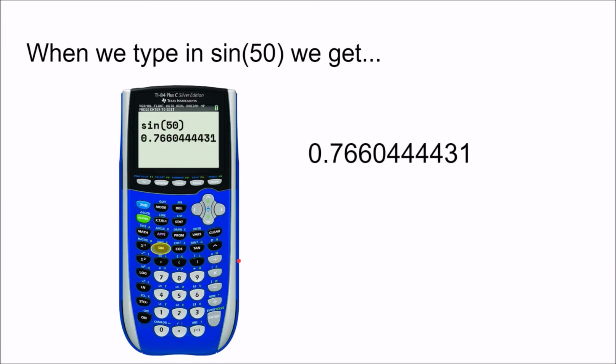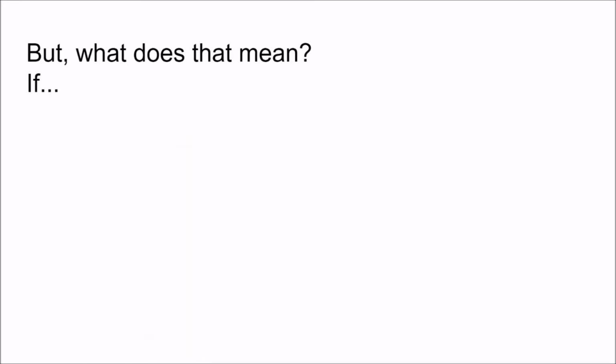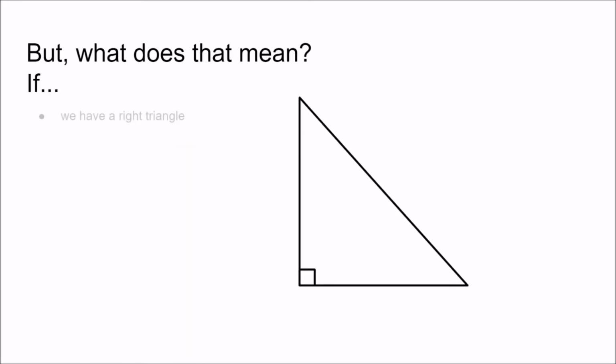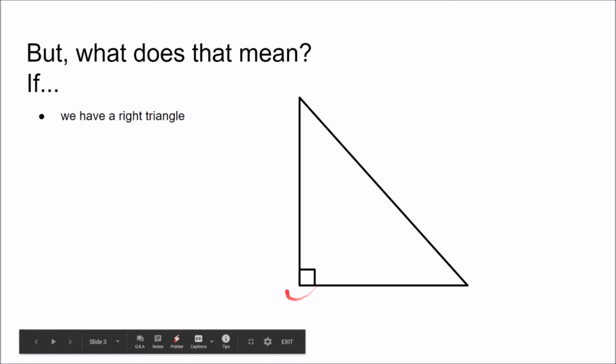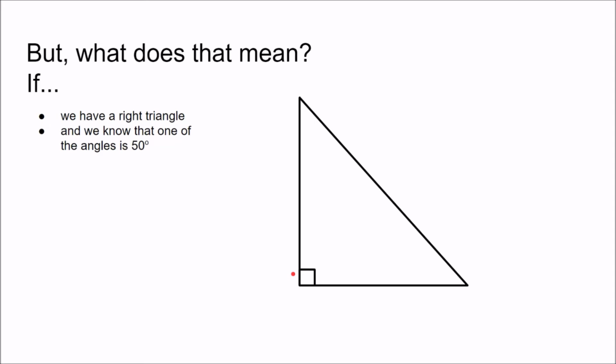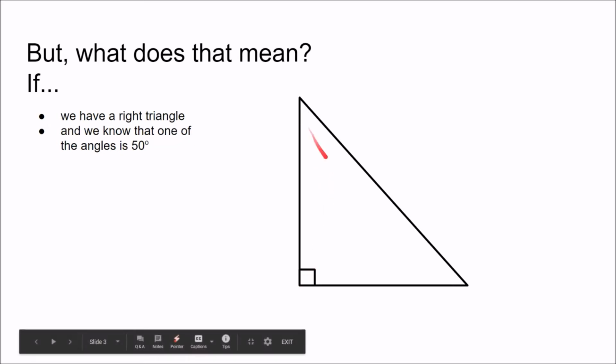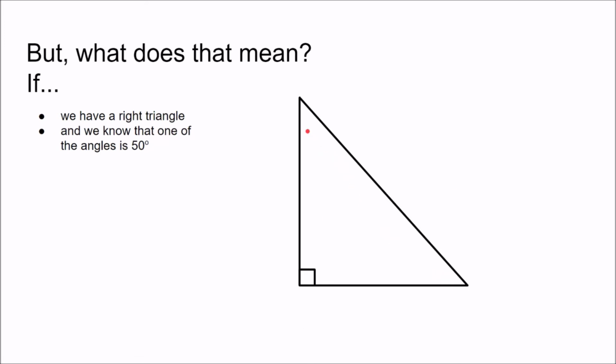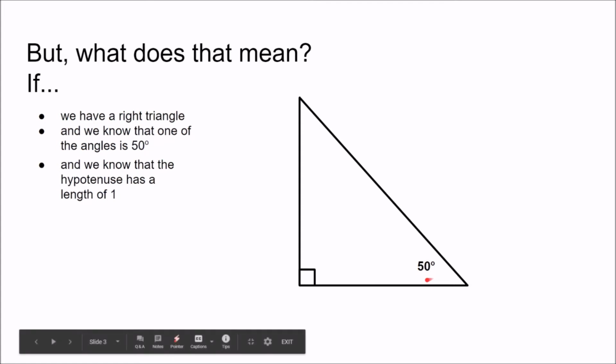So if we have a right triangle, so there's my right angle here, and we know that one of the angles is 50 degrees, and we call these the acute angles because in a triangle, there are 180 degrees, and if one of them is taken up by 90, then the other two can only share another 90 degrees, which makes them acute. So if we know that this one is 50 degrees, and we know that across from the 90-degree angle is the hypotenuse.